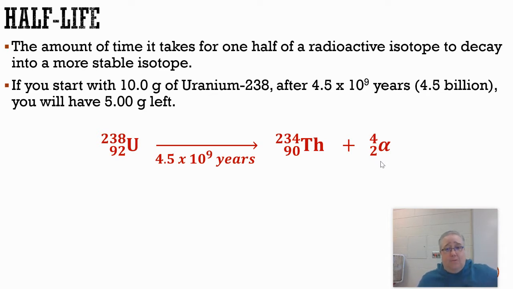Now, the thing about this decay is it takes time. Some radioactive isotopes decay in a matter of minutes. Some decay within a matter of days. In the case of uranium-238, it takes 4.5 times 10 to the ninth years for it to decay by half. That's what half-life is. 4.5 times 10 to the ninth is 4.5 billion years.